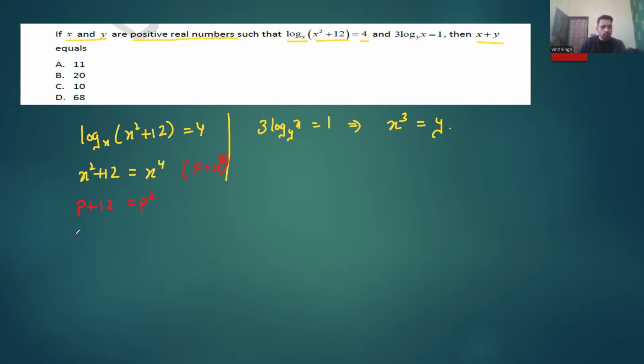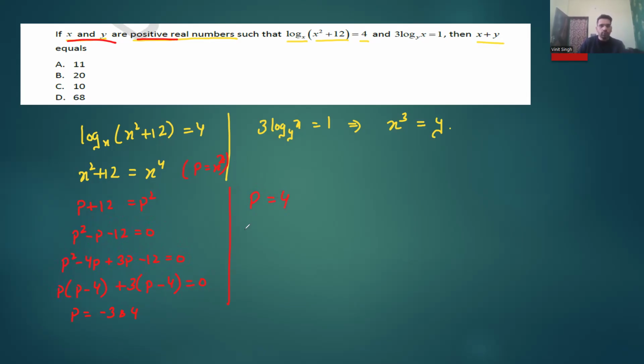Now it becomes the quadratic equation p square minus p minus 12 is equal to 0. So we will write it in the form of p square minus 4p plus 3p minus 12 is equal to 0. So we will take p as common. So (p minus 4)(p plus 3) is equal to 0. So here we will get the value of p is equal to minus 3 and 4. Since x and y are positive real numbers, we will take p is equal to 4.